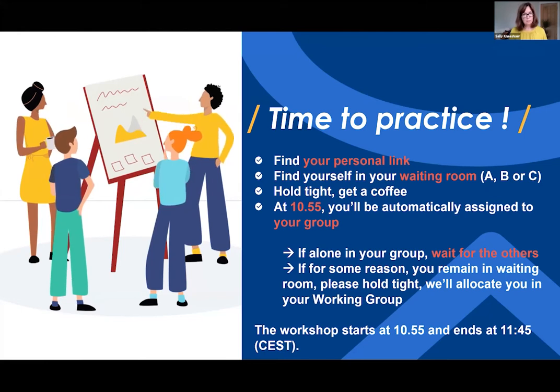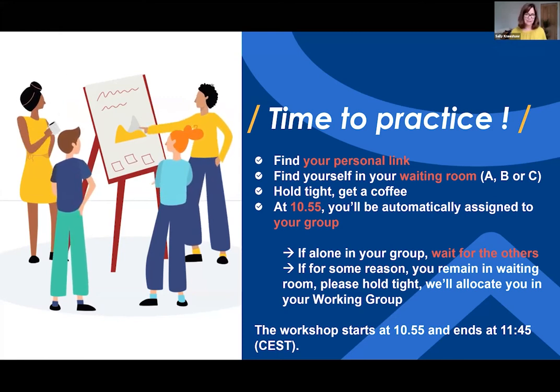So in terms of movement, we've got this routine down. We know how to do it. It's working well now. So it's same as before. In a moment, find your personal link and go to the waiting room, either A, B, or C. When you get there, say hello, make sure you're in the right place. You'll recognize your host by now, I hope.